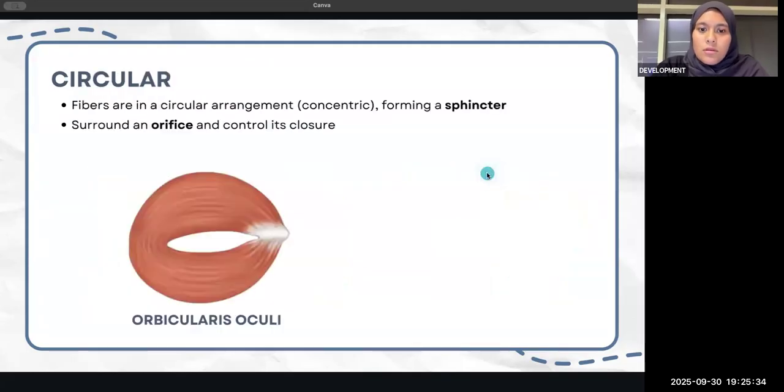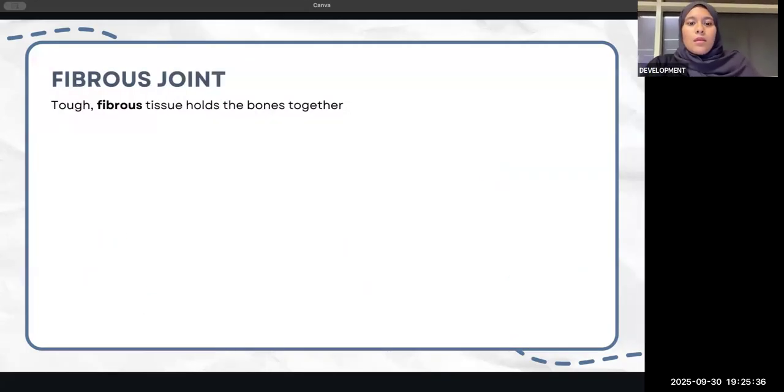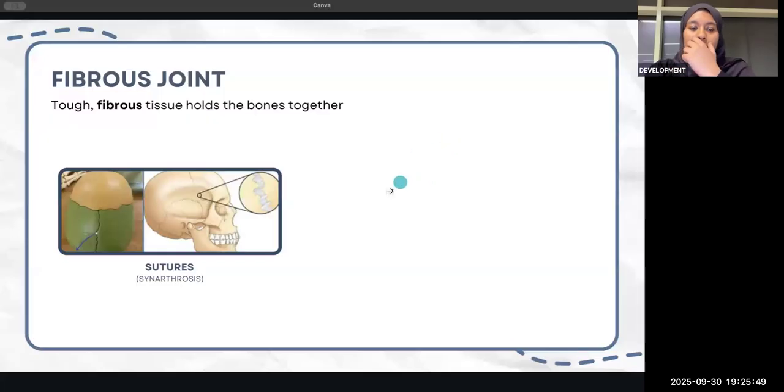to joints. Okay. Now for joints, we'll start with the fibrous joint. A fibrous joint is basically tough fibrous tissue which holds the bones together. So for example, sutures. Sutures are these joints in your skull. Believe it or not, your skull is actually made up of multiple bones. It's not just one bone. And what connects these bones together are called sutures.